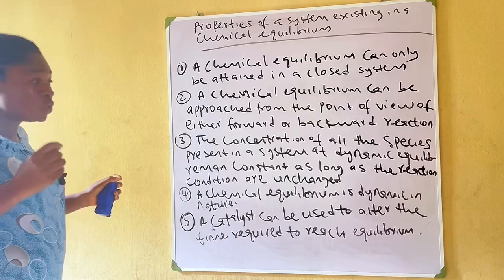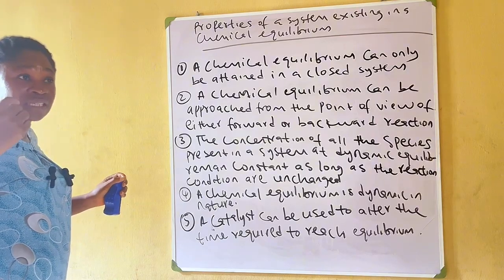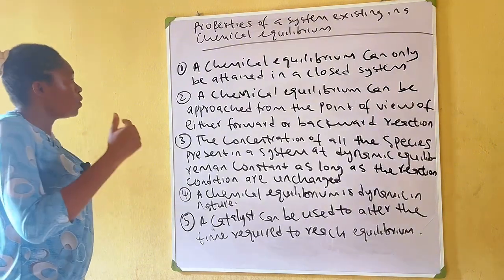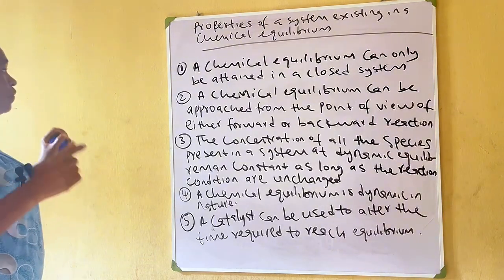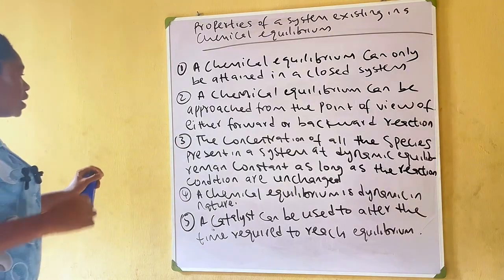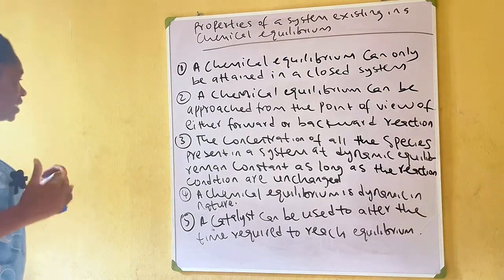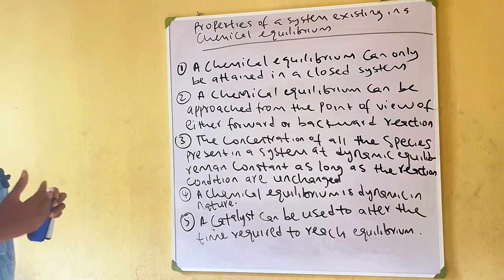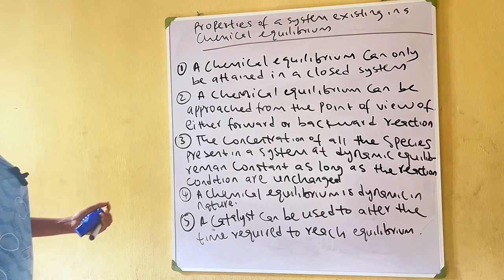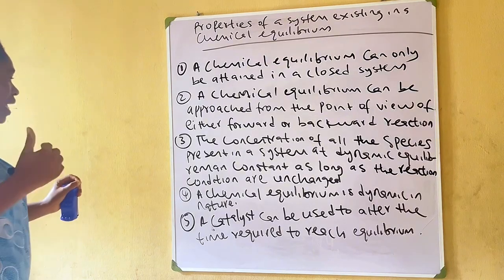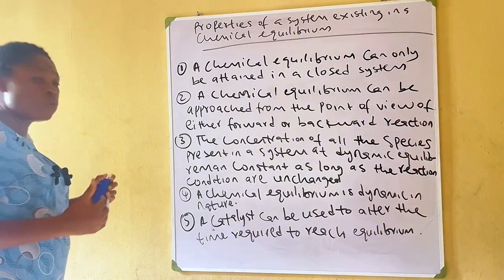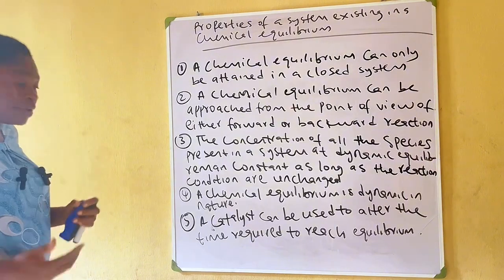Because it's an open system, if one of the products is in the gaseous state, it will escape, and that will stop the reaction. Number two, a chemical equilibrium can be approached from the point of view of either the forward or backward reaction. Number three, the concentration of all the species present in a system at dynamic equilibrium remains constant as long as the reaction conditions are unchanged. Number four, a chemical equilibrium is dynamic in nature. Remember, both the forward and backward reactions go on at the same rate.